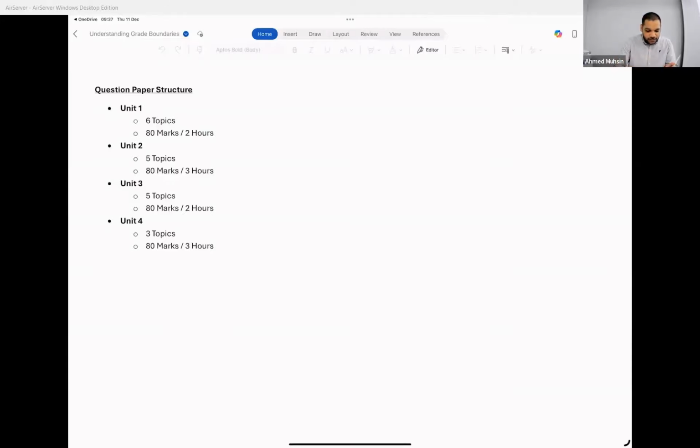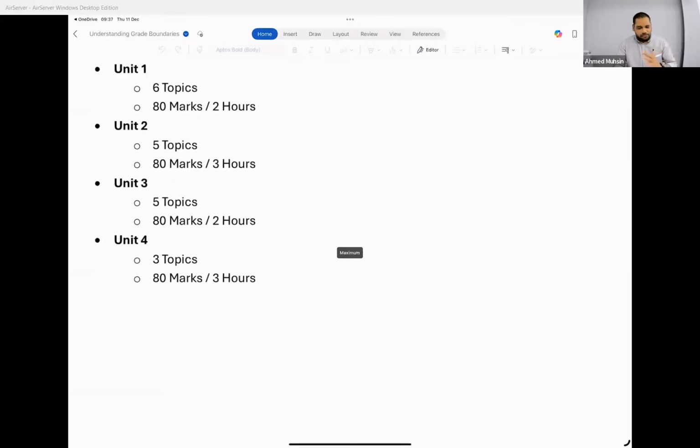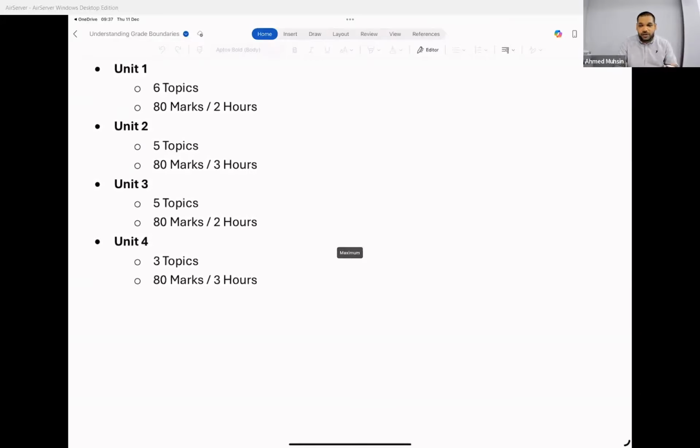Now, everybody, you are right now doing Unit 3 and Unit 4. You all know about this structure, right? Unit 3 has 5 topics. From those 5 topics, how many have we done so far? Topic 12, topic 13, topic 14. Okay, we have done 3 topics. Topic 14 is a bit complex because we have some charts to draw over there, but topic 15 is another doable chapter. And you all know, right? 80 marks, 2 hours.